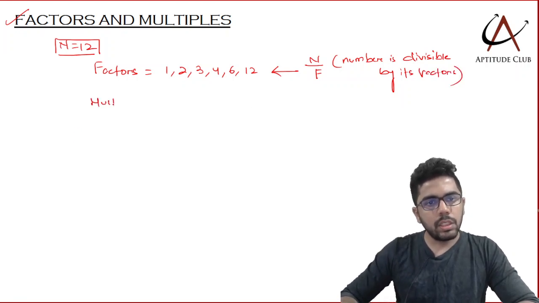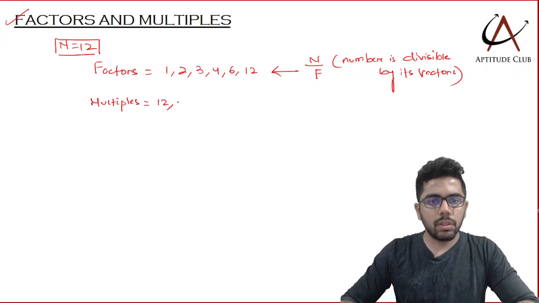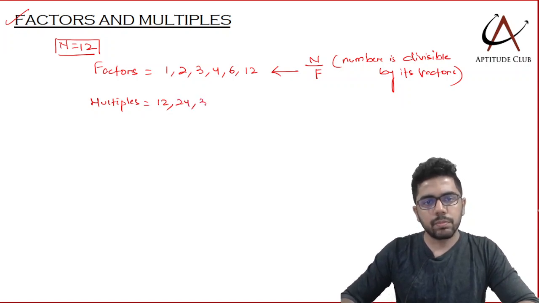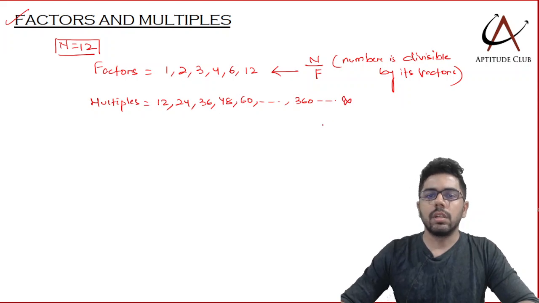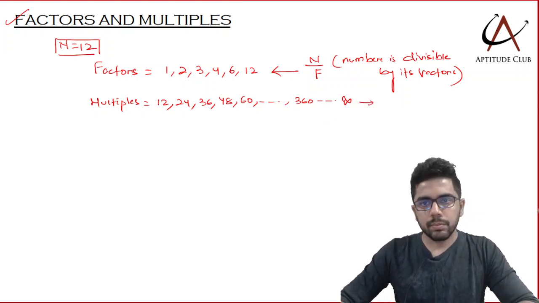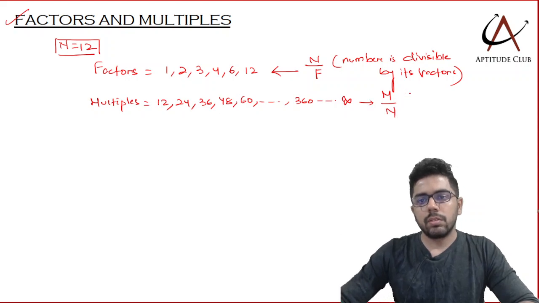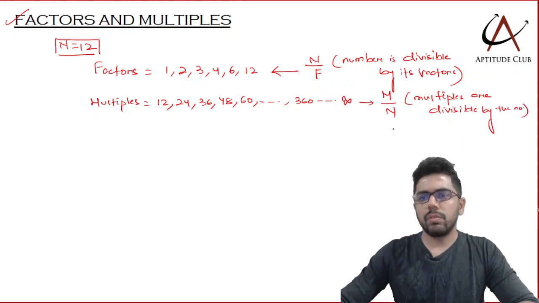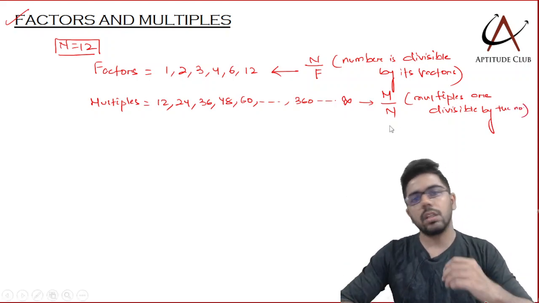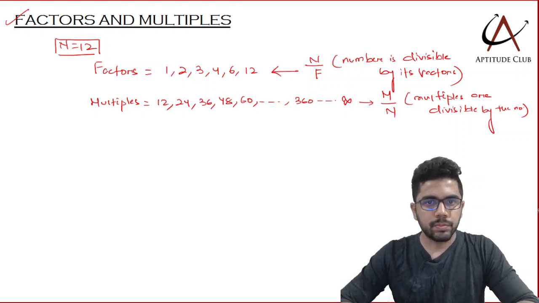And if I have to write the multiples of 12, what are the multiples of 12? 12 itself is a multiple of 12, and then 12, 24, 36, 48, 60, and so on. Maybe 360, and so on till infinity. There is no end to multiples. What are multiples? Multiples are divisible by the number. So very simple logic: a number is divisible by its factors and multiples are divisible by the number.